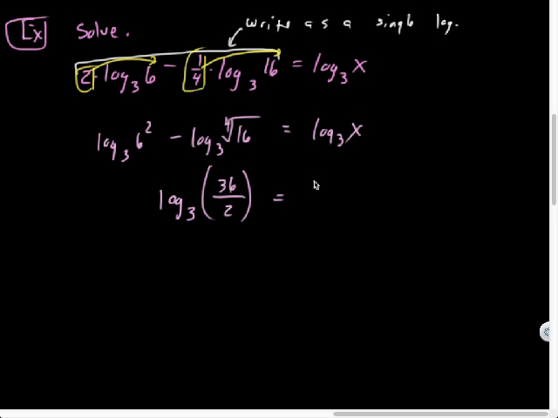And now I've got a log equal to a log. Their bases are the same. Therefore, their ofs must be equal, right? The two things in parentheses here must be the same. So I'm going to get x equals 36 divided by 2, or x equals 18.